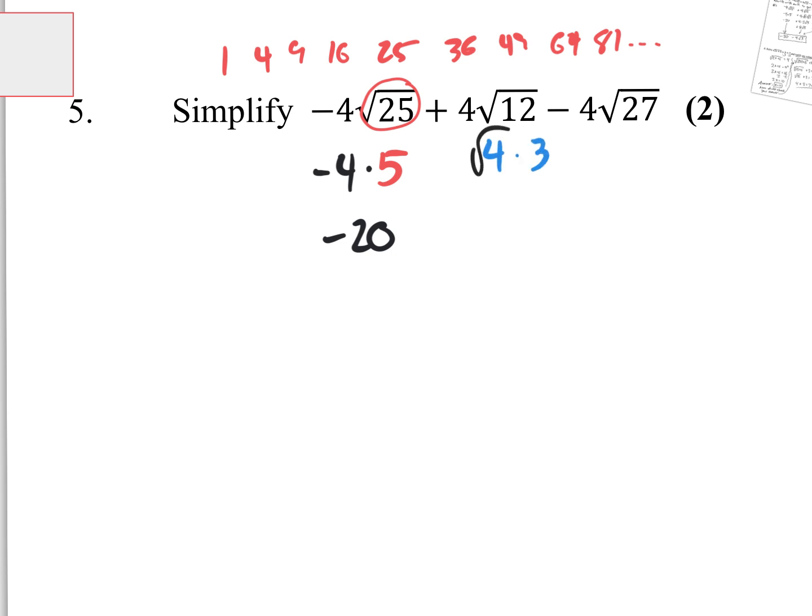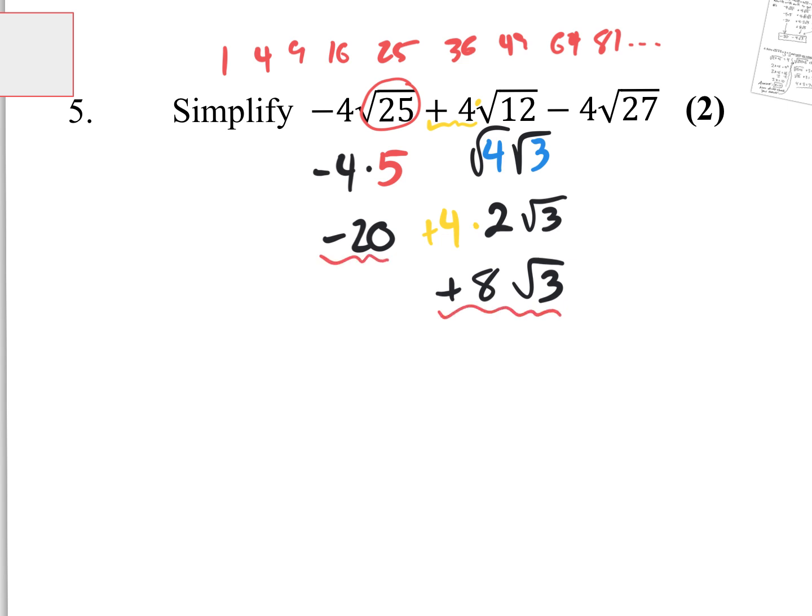That way you could split the root. Now, why would you split the root? Because the square root of 4 is a nice, beautiful answer too. And what about the square root of 3? That simply comes down. Also, let's not forget about this +4 that's being multiplied in front of the square root of 12. We need to bring that down. So we're going to put the +4 that's being multiplied in front of the 2 square root of 3. So we still need to multiply the 4 times 2, and we will get +8 square root of 3. Okay, so far we have -20 plus 8 square root of 3.